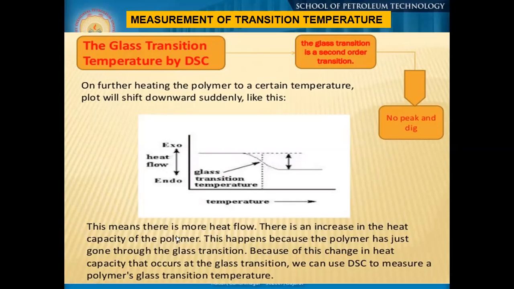There is an increase in the heat capacity of the polymer that happens because the polymer has just gone through the glass transition. Because of this change in heat capacity that occurs in the glass transition, we can use the DSC graph to measure the transition temperature. So this is where it started, and this is where it ends. So we can consider sometimes in between, or maybe the complete change of your transition from one phase to another phase.